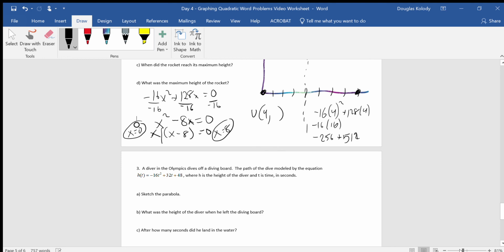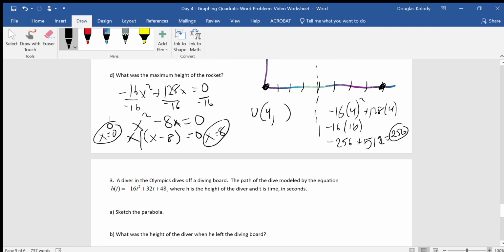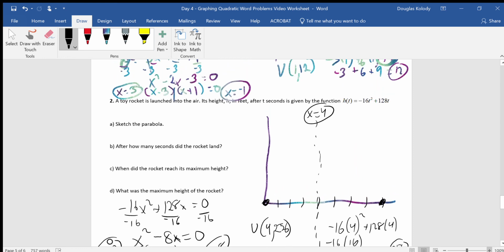So negative 256 plus 512 is positive 256. Let's zoom in a little more. There we go. So that means it's 4 comma 256. Where do I place that? I'll just place it right here. 256. And so my vertex is at 4 comma 256. I draw my parabola. Sketch the parabola. Done.